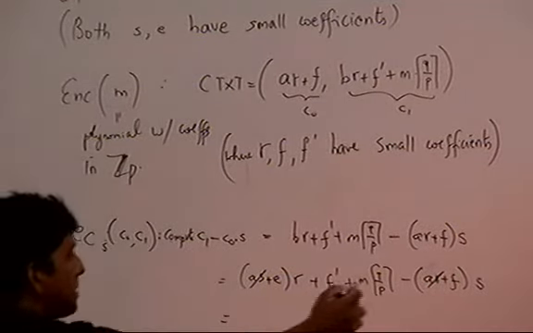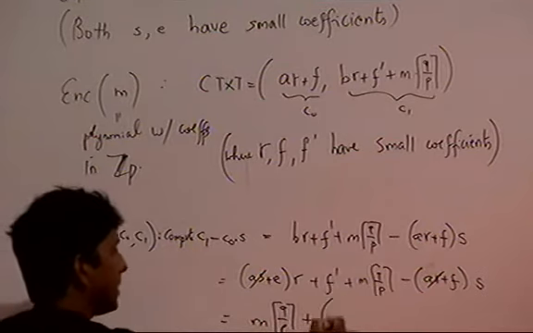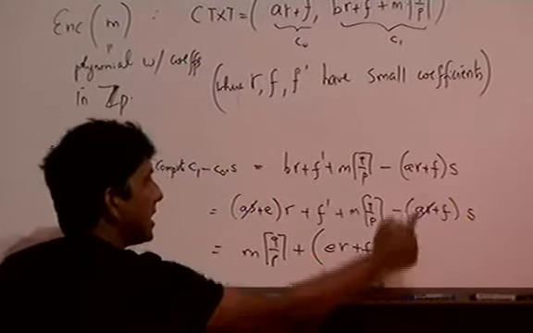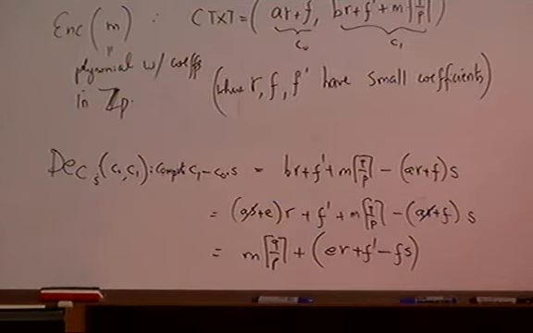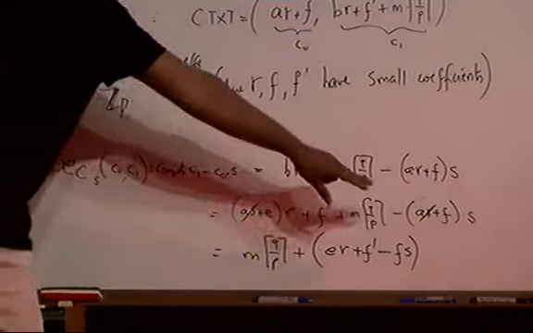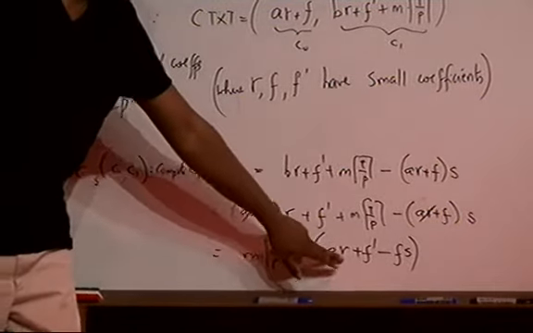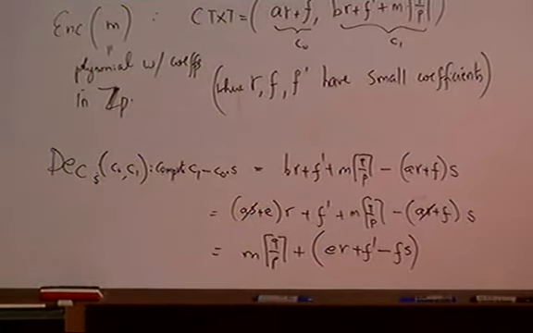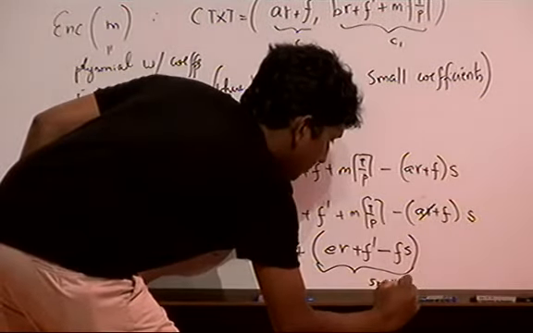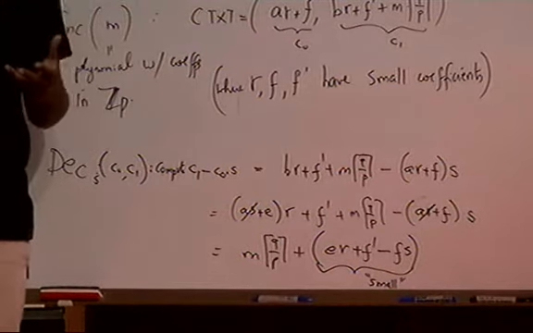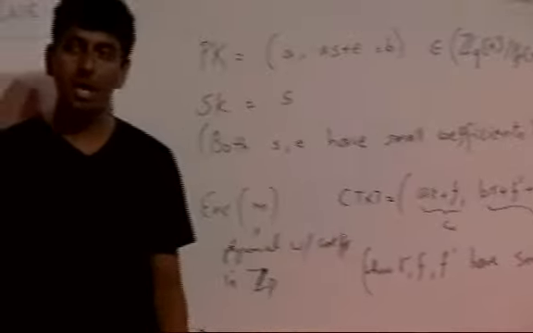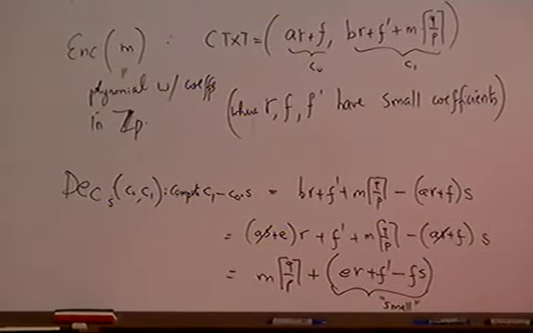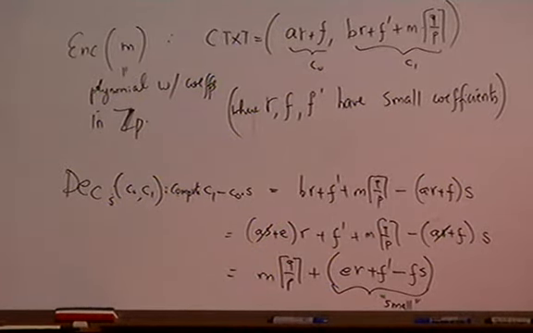What is left is the message times Q over P plus the following terms: E times R, which comes from here, F prime, which comes from here, and F times S, which comes from here. It's a lot of terms that you collect together, but all these polynomials are small, because E, R, F prime, F, and S are all small polynomials. So when I compute the sum of products, it is going to be fairly small. Then I can decrypt the same way as before: I check which multiple of Q over P this is closest to, and that gives me the message. The same thing as before. Okay, so this is the encryption scheme.